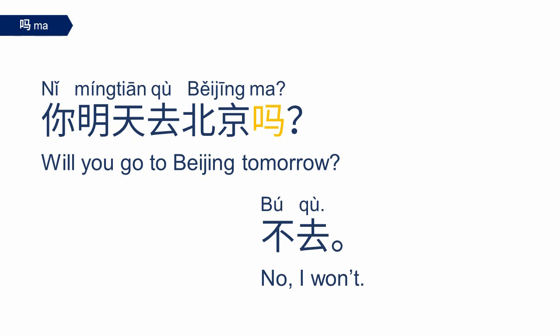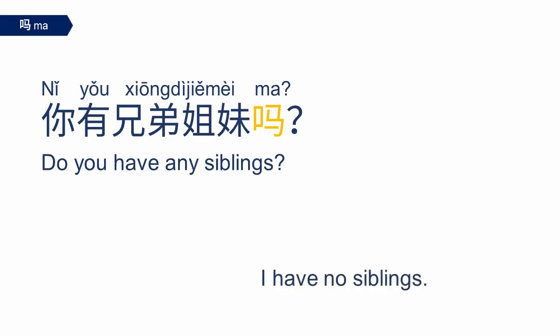Let's look at the sentence again. 你有兄弟姐妹吗? If your answer is no, how should we respond? Yes, 没有. Keep in mind, please, the negative form of 有 is always 没有.